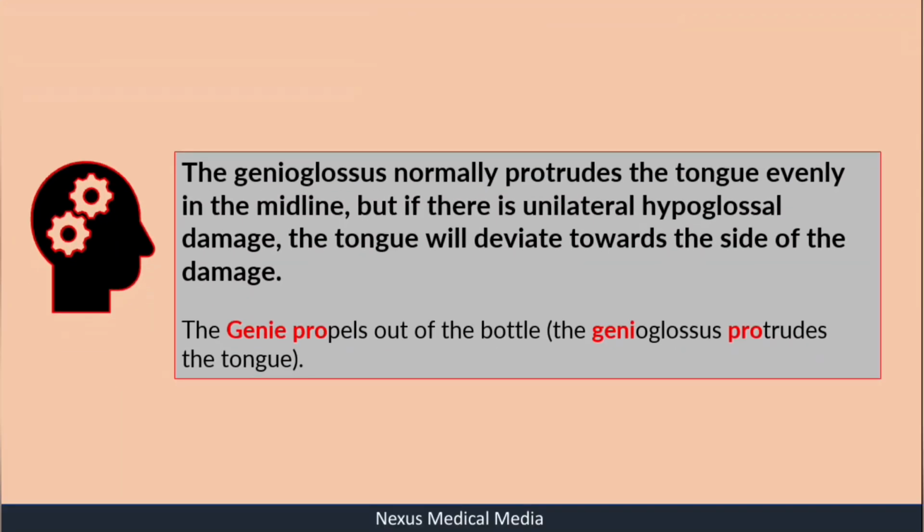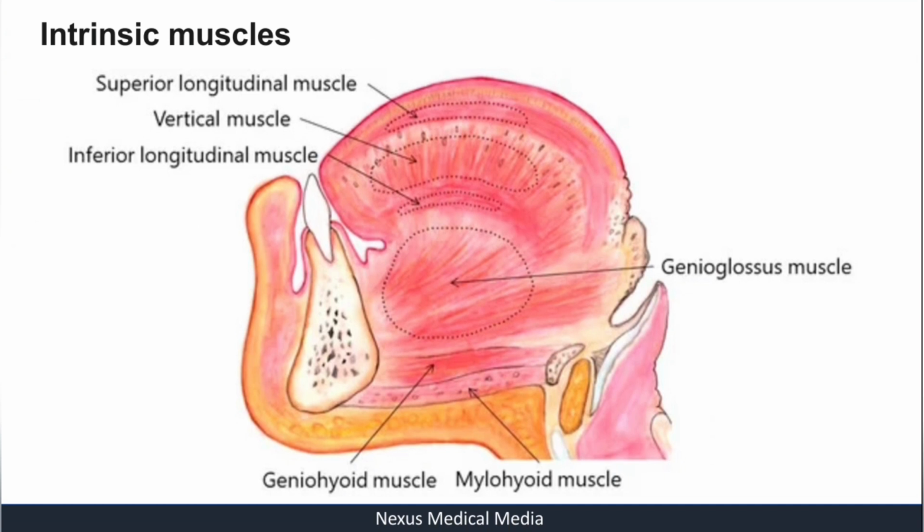So this is a clinical application. You need to remember that the genioglossus normally protrudes the tongue evenly in the midline, but if there is unilateral hypoglossal damage, the tongue will deviate towards the side of the damage, the same side. To remember this, there is a mnemonic: the gene propels out the tongue. The genioglossus protrudes the tongue. That's the function. I will remind you later.